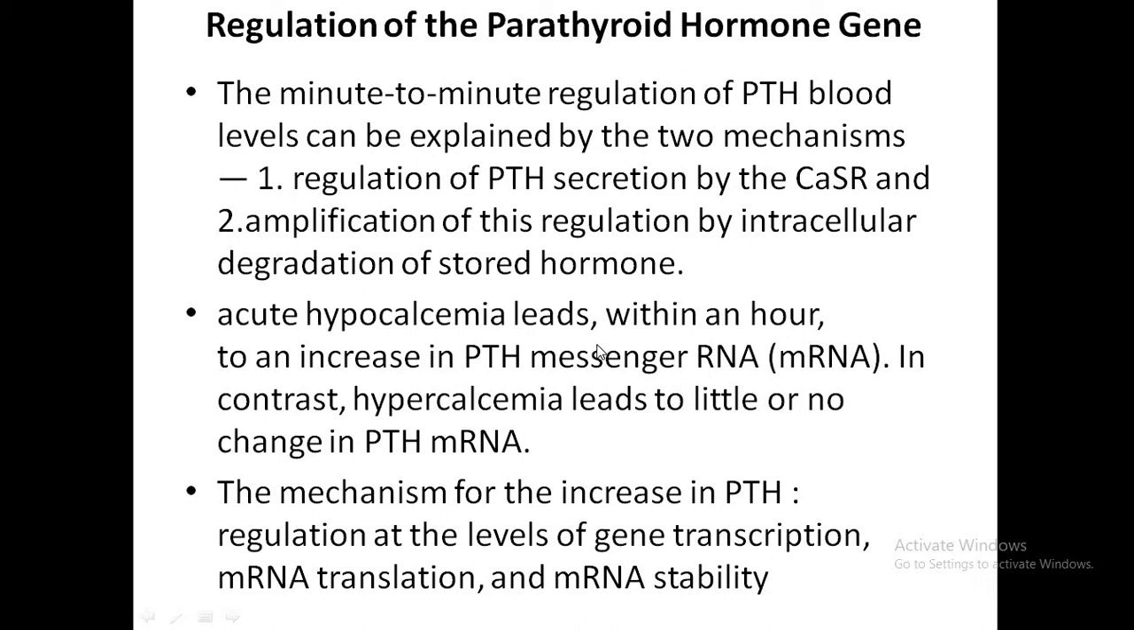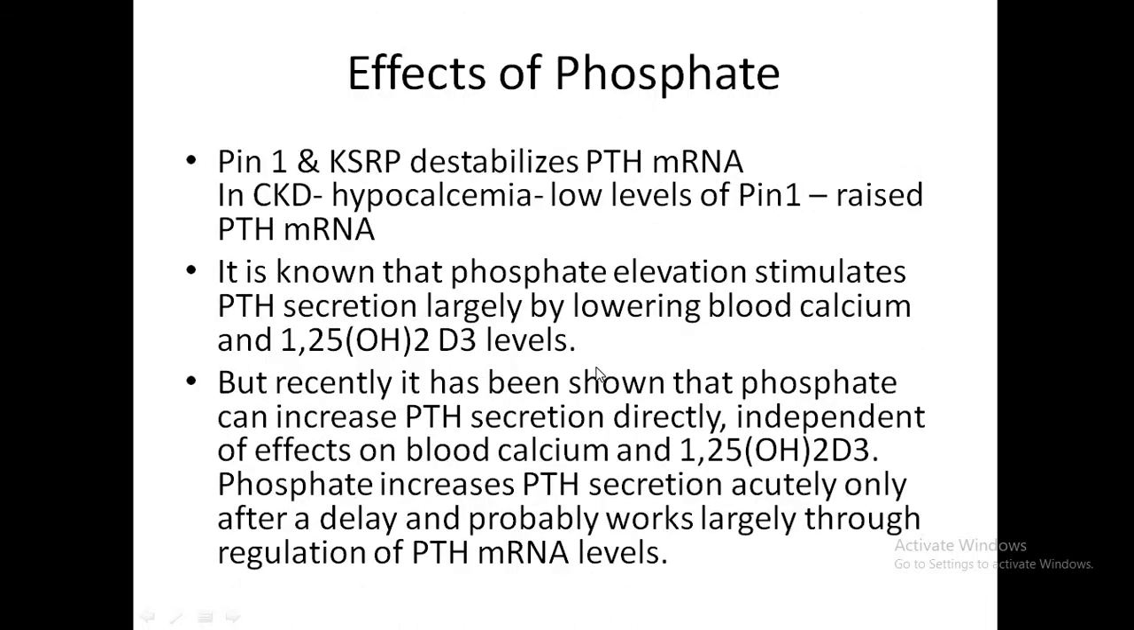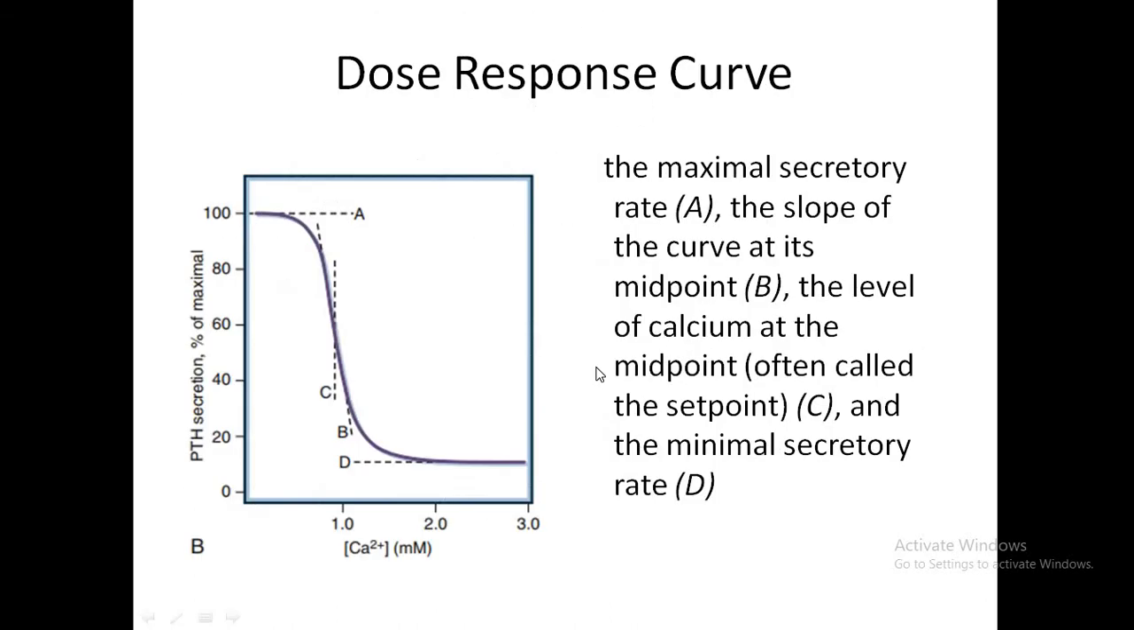Acute hypocalcemia in an hour leads to an increase in PTH mRNA, whereas hypercalcemia leads to little or no change in PTH mRNA. So that's why you can see that when you go towards the slope of the dose response curve, when there is a fall in calcium, especially an acute fall in calcium, you can see the PTH levels massively going up.